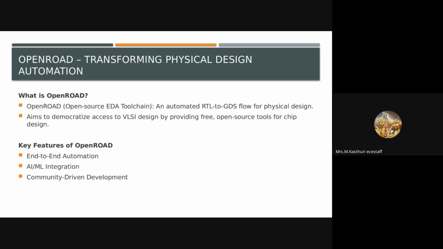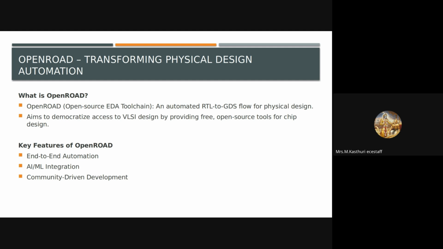AI/ML integration. OpenROAD incorporates AI and machine learning techniques to optimize and enhance several parts of the physical design process. Their data-driven approaches are integrated into critical tasks like congestion analysis and timing optimization. The use of AI allows for smarter decision making, enabling more accurate prediction of design behavior based on historical data. For example, machine learning models are used for placement optimization to reduce congestion and improve the overall efficiency of chip design. And last, community-driven development.